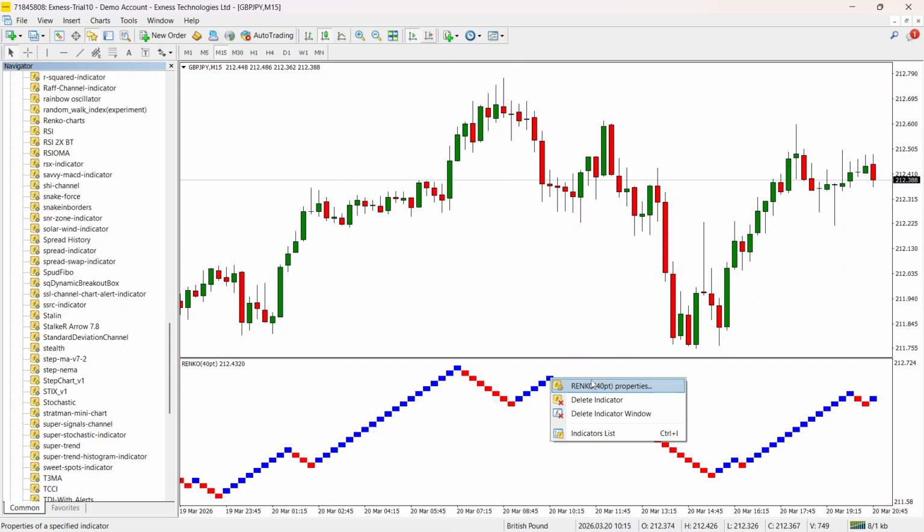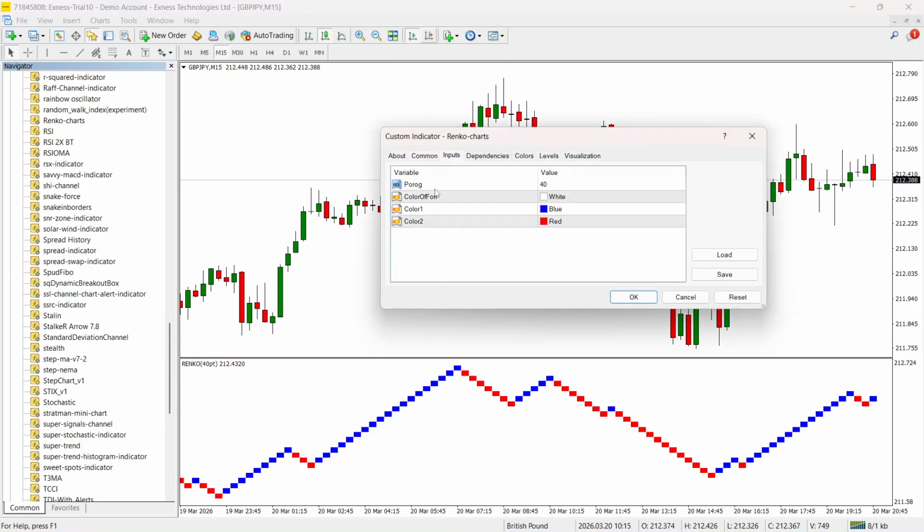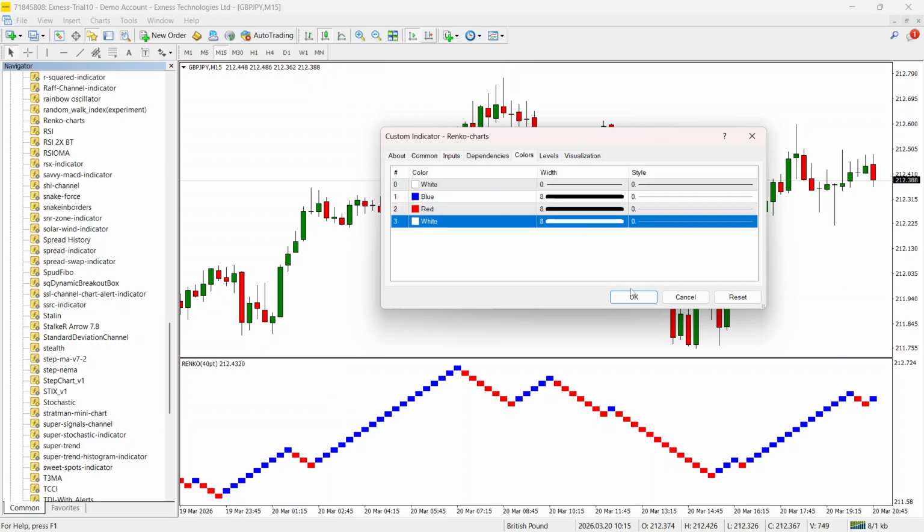Now let's check its settings. We have the color of each brick, color 1 for the bullish brick and color 2 for the bearish brick.